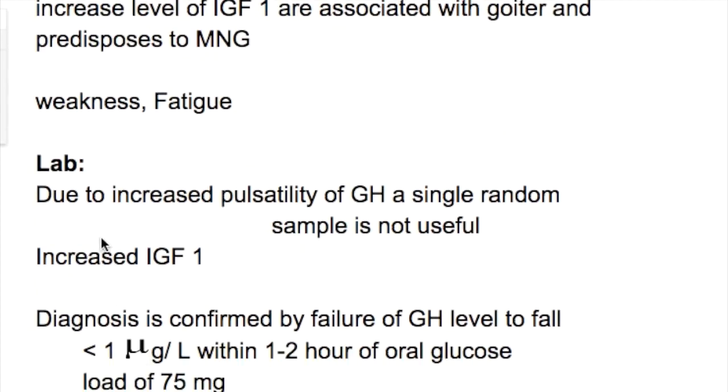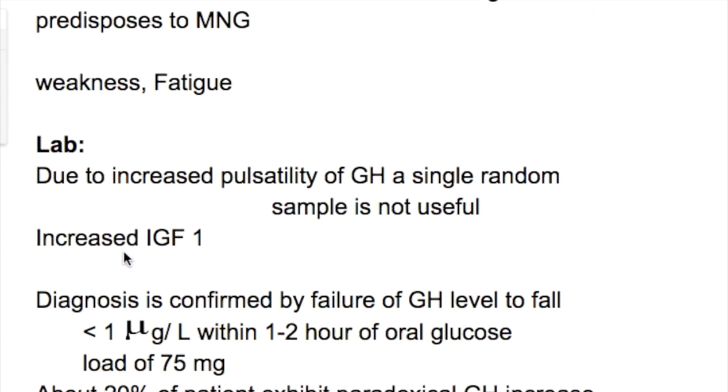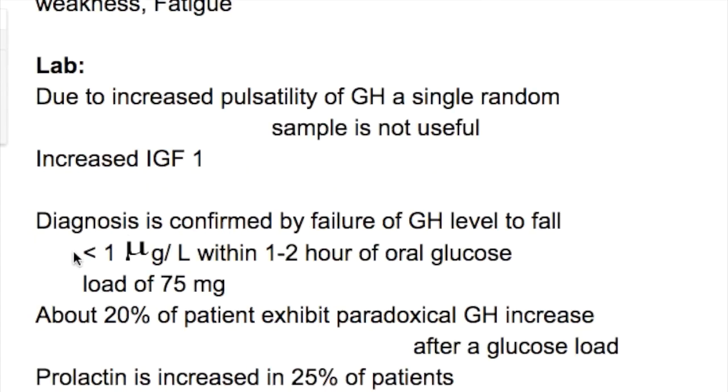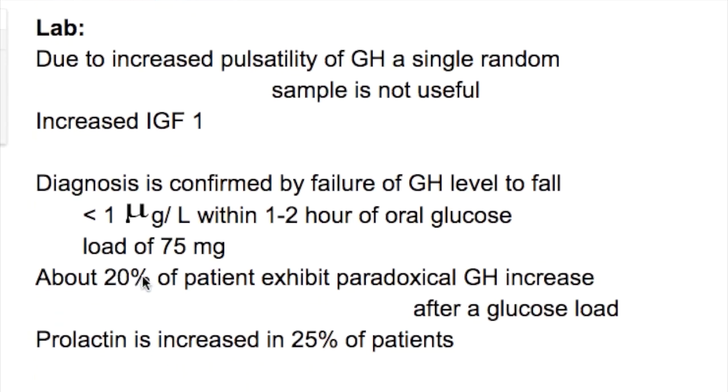What are the lab findings in acromegaly? Due to increased pulsatility of the GH, a single random sample is not useful. There is increased IGF-1. So how is the diagnosis confirmed? Diagnosis is confirmed by failure of the growth hormone levels to fall to less than 1 microgram per liter within 1 to 2 hours of an oral glucose load of 75 grams.